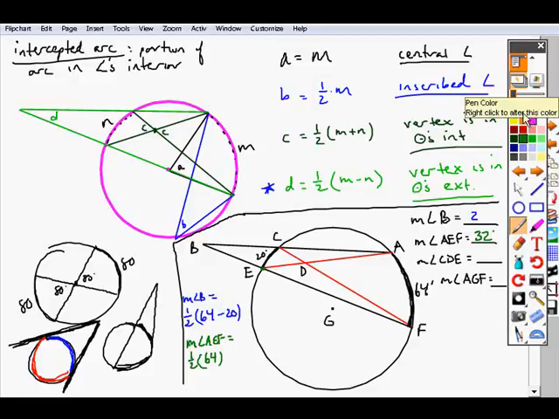Okay. Angle CDE. The measure of angle CDE has a vertex in the interior of a circle. So it's going to be 1/2 the sum of the intercepted arcs. So the arcs are 20 and 64. If you add those together, you get 84. Half of 84 is 42. So that would be the measure of angle CDE. And then finally, angle AGF is a central angle, so that's going to have a measure that is identical. It's equal to the intercepted arc, so 64.